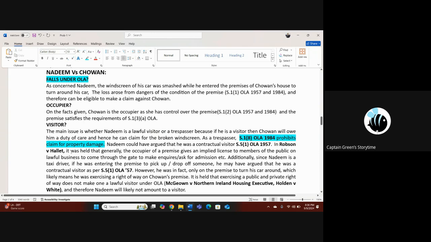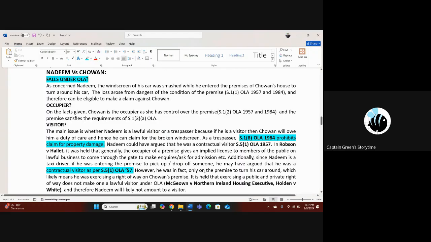In Robson versus Hallett, it was held that generally the occupier of premises gives an implied permission to members of the public on lawful business to come through the gate to make inquiries or ask for admission. Additionally, since Nadeem is a taxi driver, if he was entering the premises to pick up or drop someone, he may have argued that he was a contractual visitor as per 1957. We can take him into the category of a person like a postman who enters the house with implied permission. So we can put Nadeem in the category of a visitor just because he had implied permission as a taxi driver to enter the house.